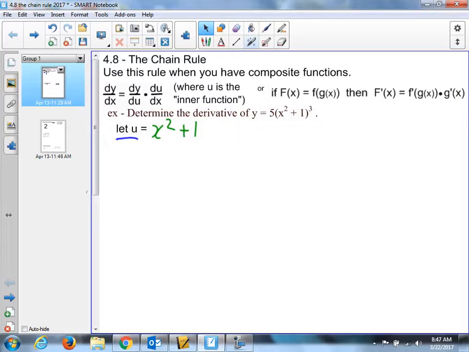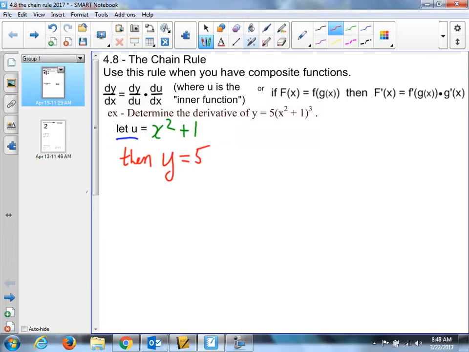If we do that, I'm going to use a different color. Then we have y equals 5, and now, instead of that something cubed, we got u cubed. You see this is the same function? All I've done is replaced the u for that expression. It really doesn't matter what it was, x squared plus 1. Could have had something with a square root in it, whatever.